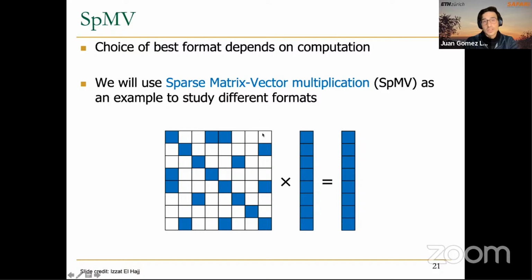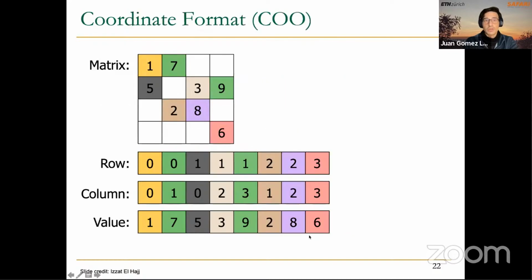Now, let's start discussing how we are going to store these sparse matrices in memory, how we are going to compress them, and then we will see how we distribute the computation when it comes to multiplying by this vector.